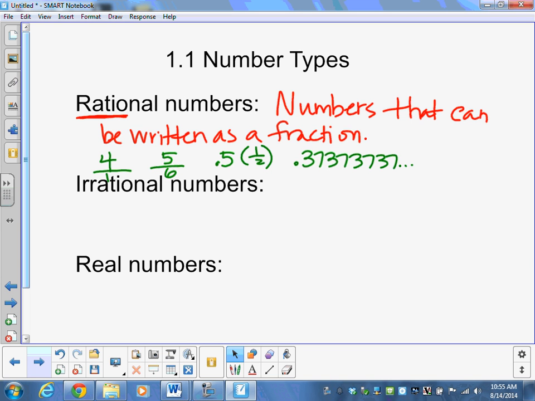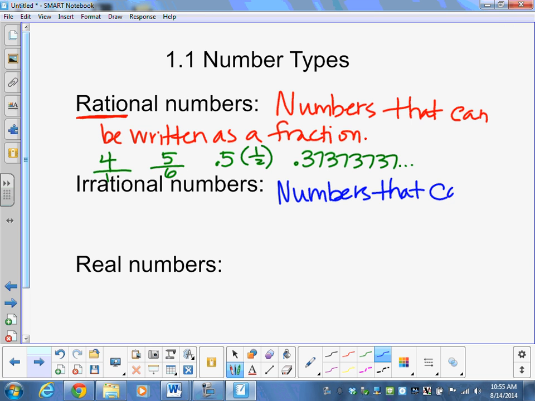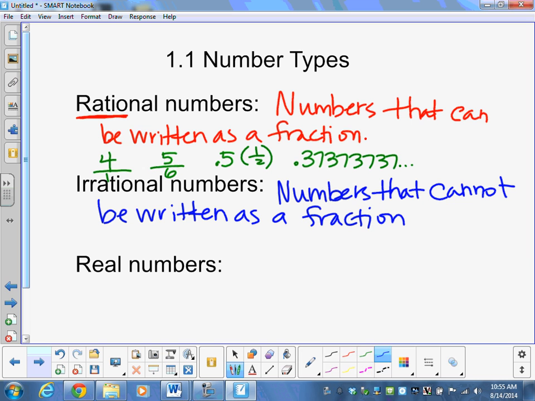Next, we have irrational numbers. Irrational numbers are numbers that cannot be written as a fraction. If you have a number that goes forever and ever, a decimal like 0.4718, 3132981, where there's no pattern, it's going to be irrational. Up here, we had a decimal that had the 0.37 repeat. That made it rational. Down here, this goes forever and ever also, but there's no pattern, so it's irrational.